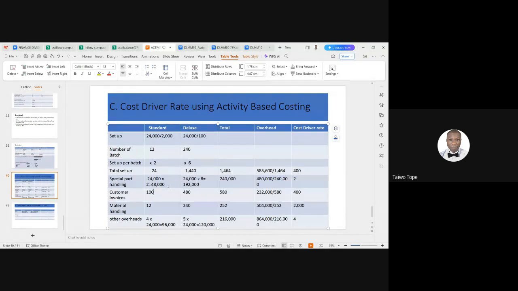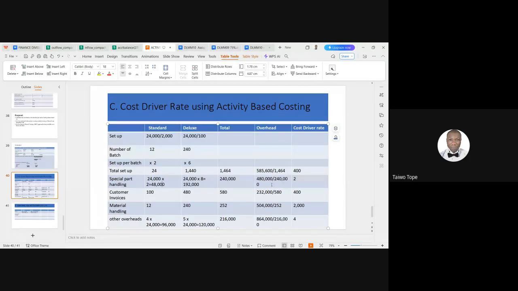2 multiplied by what? 48. This rate is the cost. What you have here is the number. This is a number, this is not money. So if you are spending 2 naira on 1 unit of special parts handling, how much will you spend on 48,000 parts? 96,000.